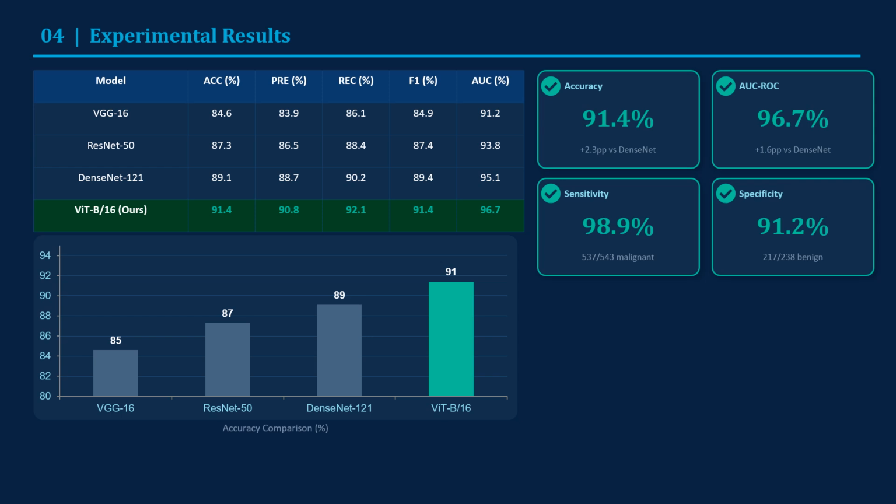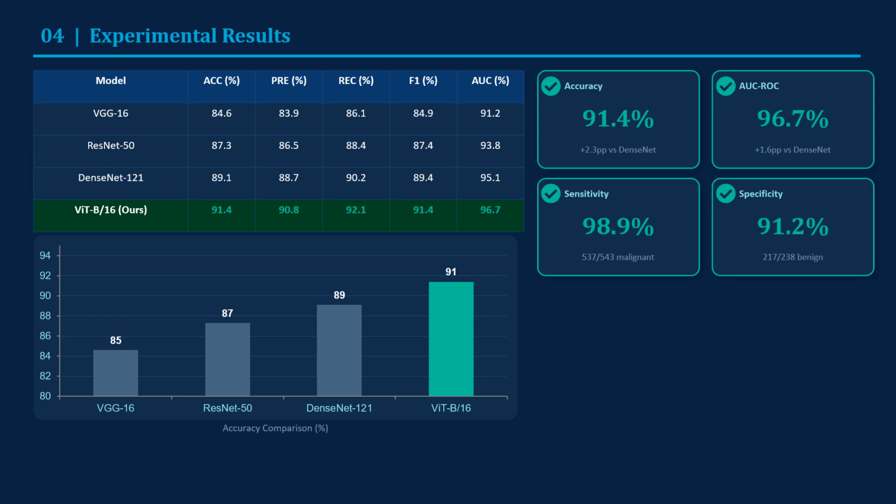Now let's move to the most important part of the presentation, the result. Here we compare our proposed vision transformer with the three well-known CNN models, VGG16, ResNet50, and DenseNet 121. As you can see, our model achieved the best performance across all evaluation metrics.